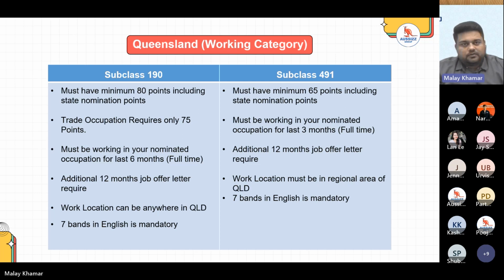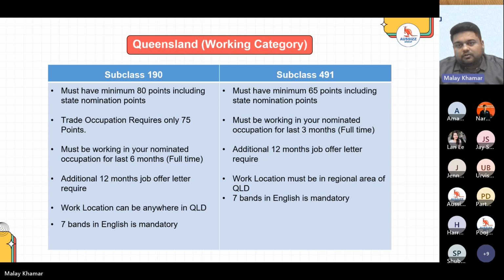Additionally, you need to meet the job offer criteria, which is a 12-month contract or a permanent full-time job in your particular field. You need to live in Queensland to apply for the 190 visa. If you're living in any other state like NSW or Victoria, you won't be eligible. For the Queensland state nomination, the mandatory criteria is that you are living and working in Queensland, and your employer has a physical location in Queensland itself. And the last criteria is band 7 in English. So you need to have 7 each in English to apply for the 190 visa in Queensland.